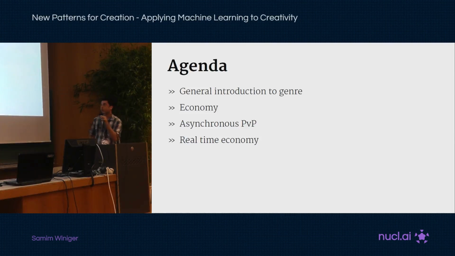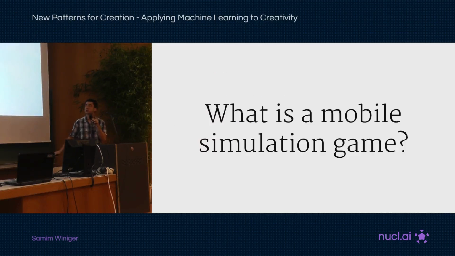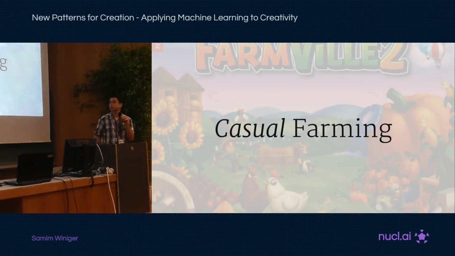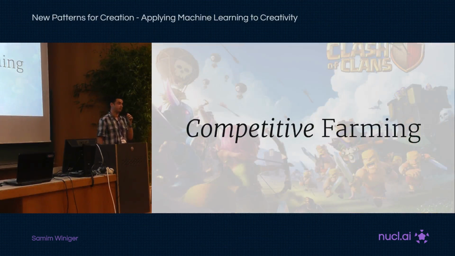All right, so the agenda: I will talk about a general introduction to the genre. I will speak about economy, asynchronous PvP, and real-time economy. Well, what is a mobile simulation game? Actually, it's a broad topic, right? But from my perspective, where I worked, and if you look at the app stores, it's basically just 2 genres. It's casual farming games, and it's competitive farming. That's it. So competitive farming, I guess you understand what it does, right?